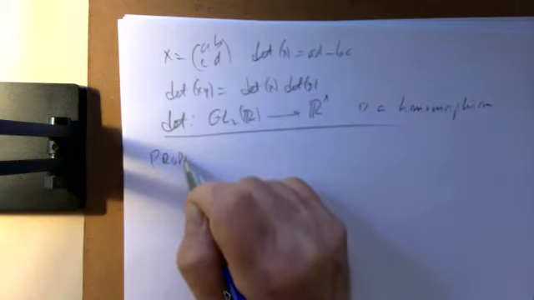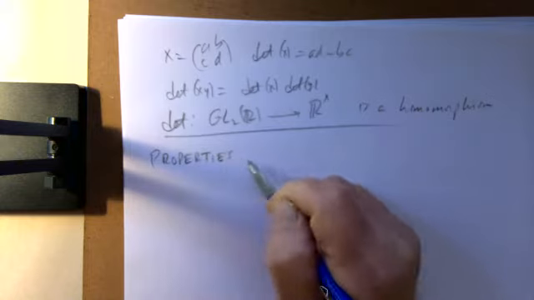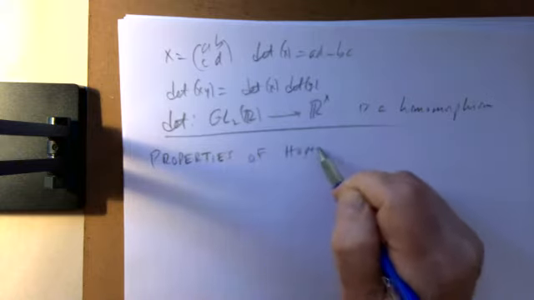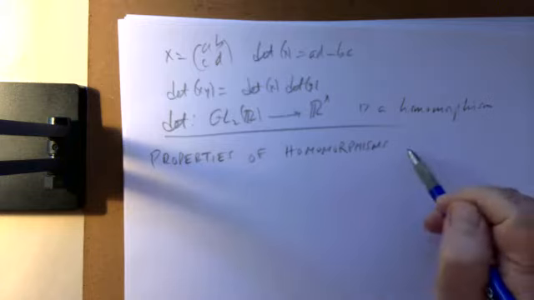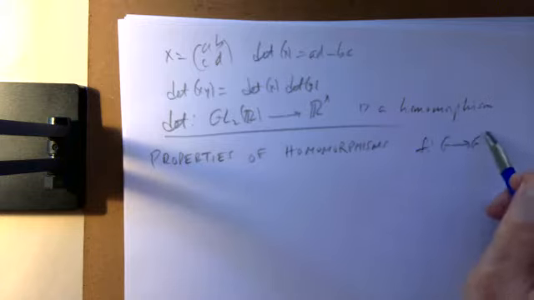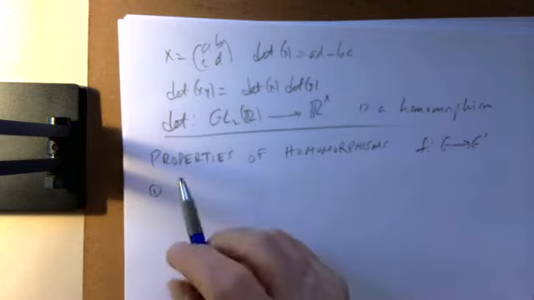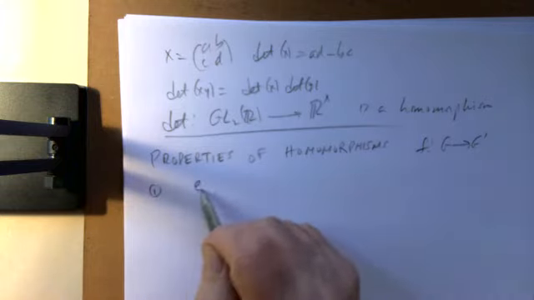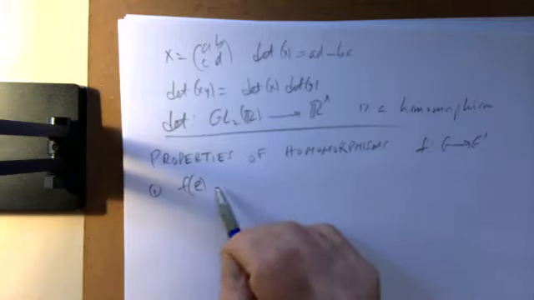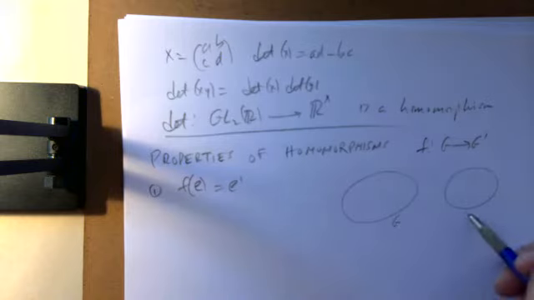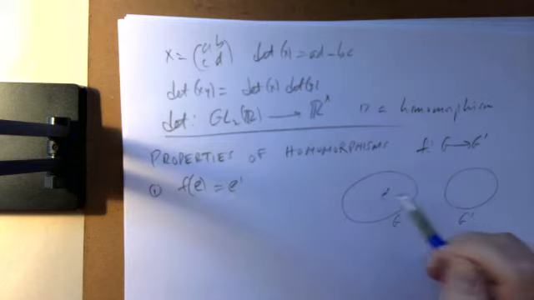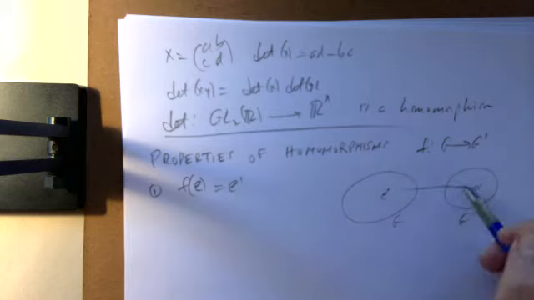Let's look at some properties of homomorphisms. So we have a homomorphism f from G to G prime. The first property is if you take the identity e in G, f of e is e prime. Right? So this is G prime. Here's this function between them. Here's the identity e in G. Let's say e prime is the identity in G prime. f sends e to e prime.